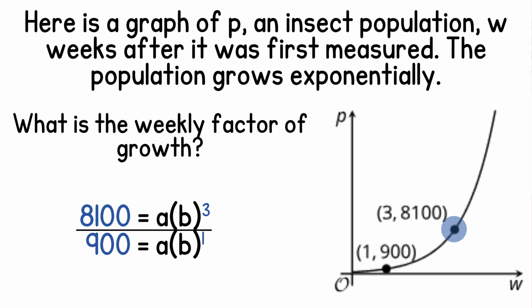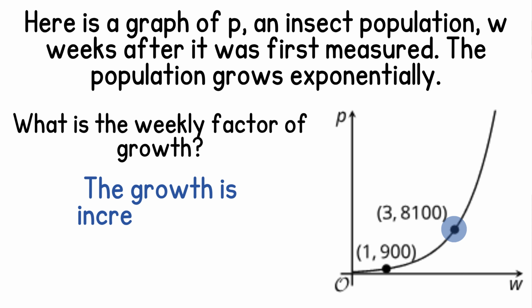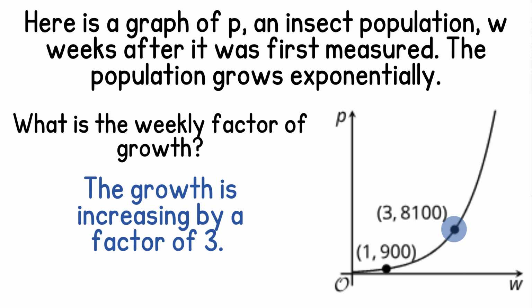So now we can divide our second point by our first point to find b. 8100 divided by 900 will give us 9, and a divided by a will give us 1. B cubed divided by b to the first power will give us b squared. B squared times 1 is the same as just b squared. So now we can solve by taking the square root of each side, which would give us a value of b equals 3. So this tells us that the growth factor is increasing by a factor of 3.